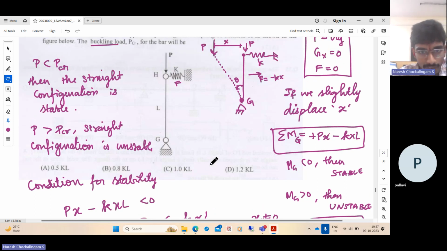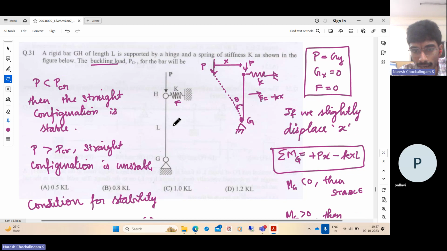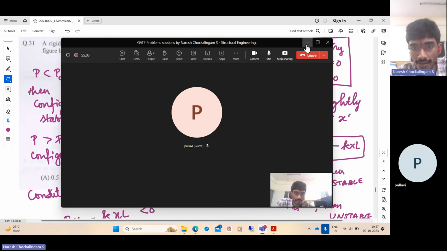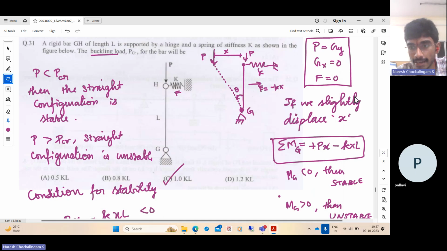So the load at which the system transforms from stable to unstable is kL. So the correct answer is option C. P is equal to P critical, which is equal to kL. Is that okay? Okay, I hope it's clear.